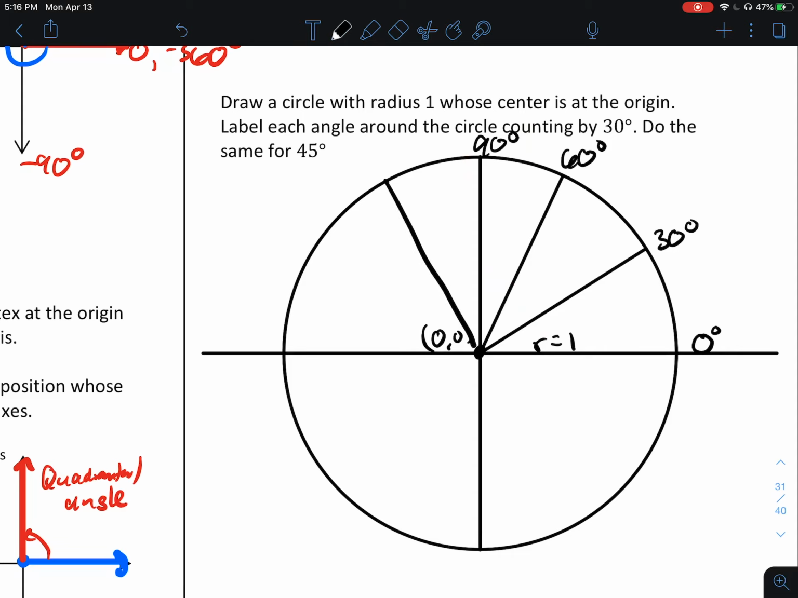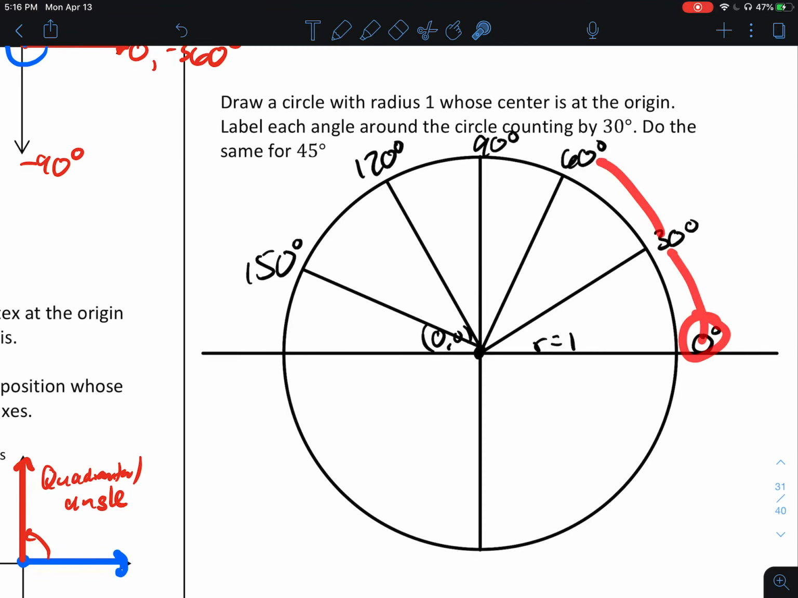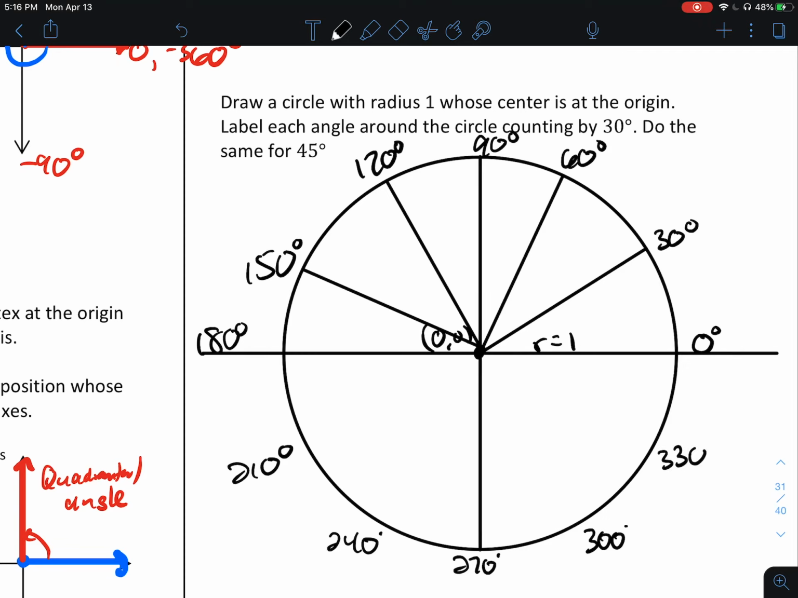If we do the same thing here in quadrant 2, you're going to get 120. We're going to get 150. Try your best to make those gaps the same. They're not going to be perfect. Mine certainly aren't. So to get these numbers, you add 30 each time. 0 plus 30 is 30, plus 30 is 60, plus 30 is 90, plus 30 is 120, plus 30 is 150, and then 180. And then we're going to get 210, 240 degrees, 270 degrees, 300 degrees, 330 degrees, and then back to the beginning is 360.